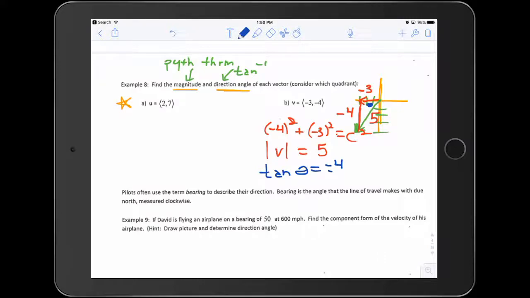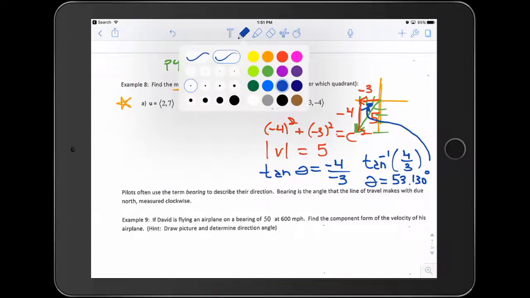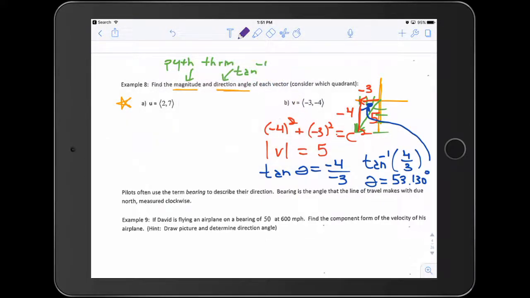When you do your inverse tan of 4 over 3, you will get your angle theta equaling 53.130 degrees. Now, that is the blue angle. That's this angle right there. That is not the direction angle. The direction angle is the whole rotation, I'm going to do it in purple, from the x-axis, you're going 90 degrees, 180 degrees now, all the way to that green vector.